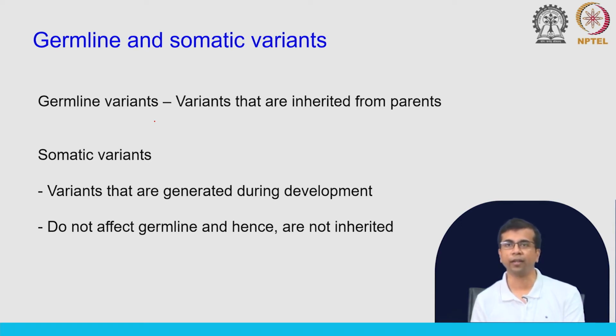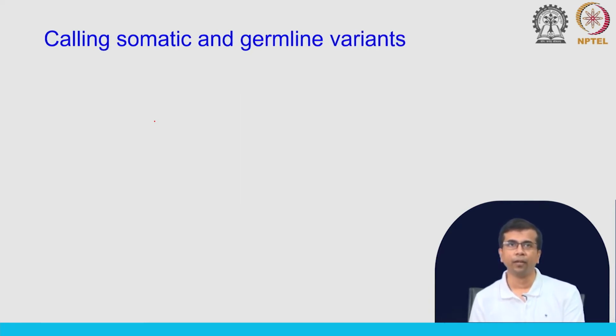If you sequence the genome from tissue samples, some tissue might have these variants, whereas other tissues might not have those variants. This is because these tissues originated from different cells, and that is why some cells have these variants, some cells do not. I hope it is clear what germline variants and somatic variants are. In our body, germline variants will be present in all cells, whereas somatic variants will be present in only certain cells or certain tissues, and these variations can be different from one tissue to another. So, how do you call these somatic and germline variants? This is important when you are doing variant calling: how do you differentiate between these two?